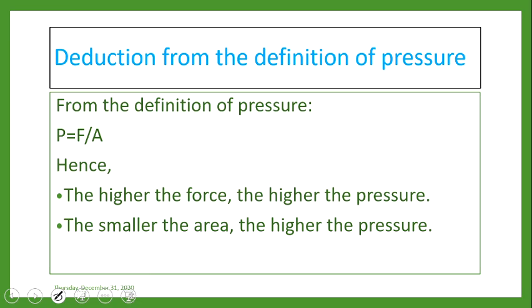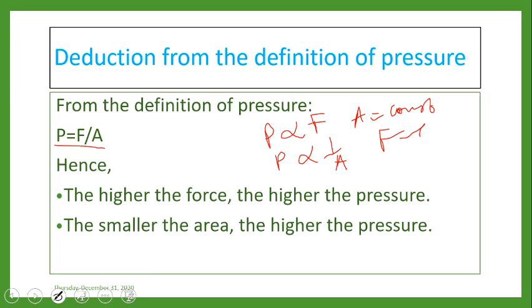Now, what deduction can we make from this formula, pressure equals force over area? Mathematically, it implies that, one, pressure is directly proportional to the force at constant area. Also, we can say that pressure is inversely proportional to the area, provided that force is constant.